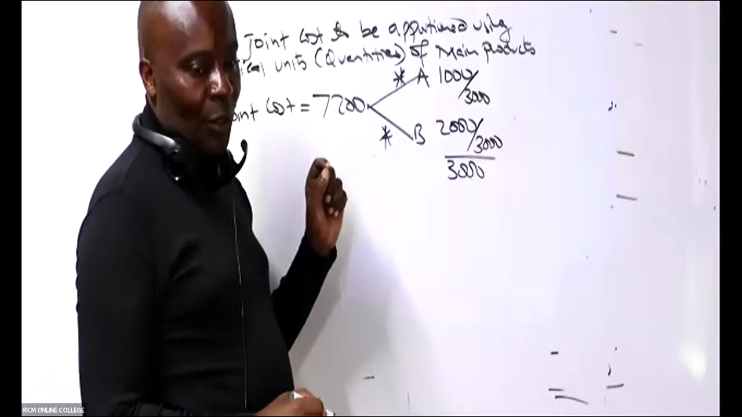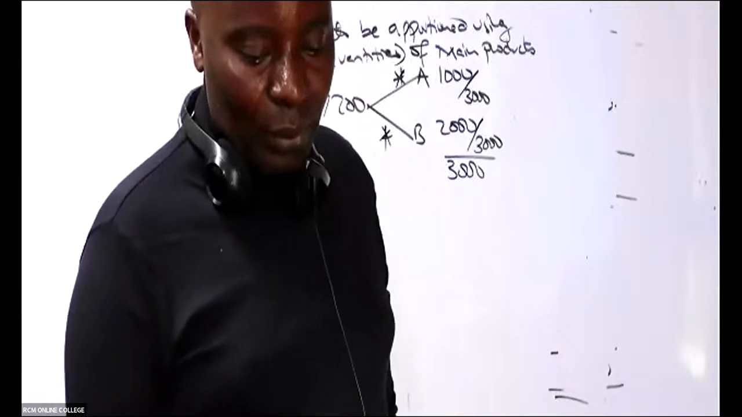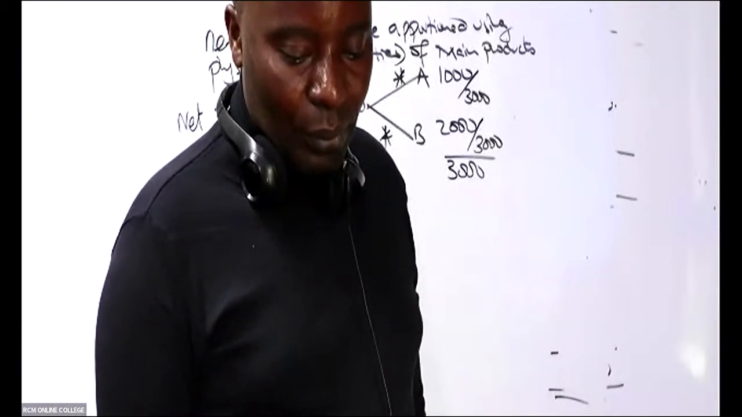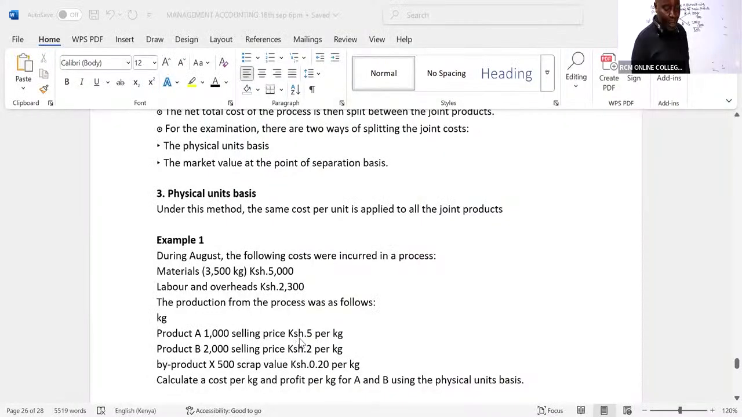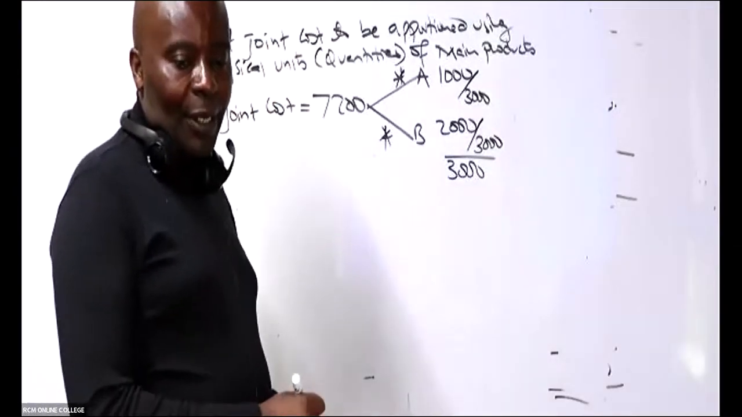Are they selling prices? No, don't use them, it will be biased. You can see here product A is 1,000 units. The selling price is the one that is 5 Kenya shillings. All right, no problem here.